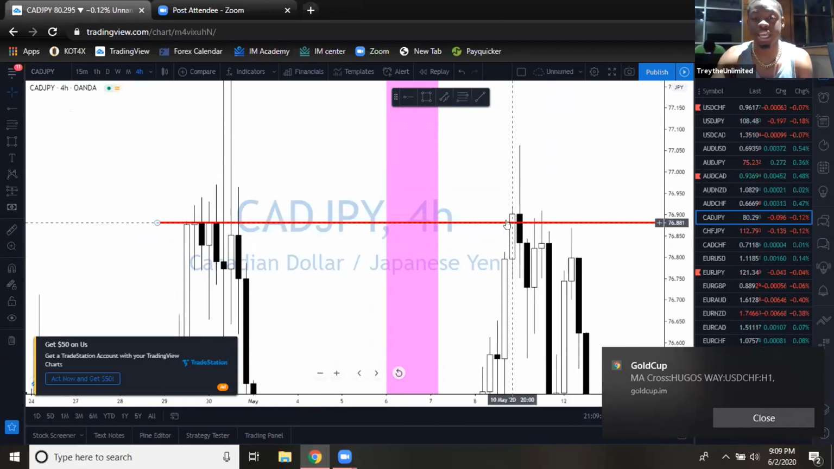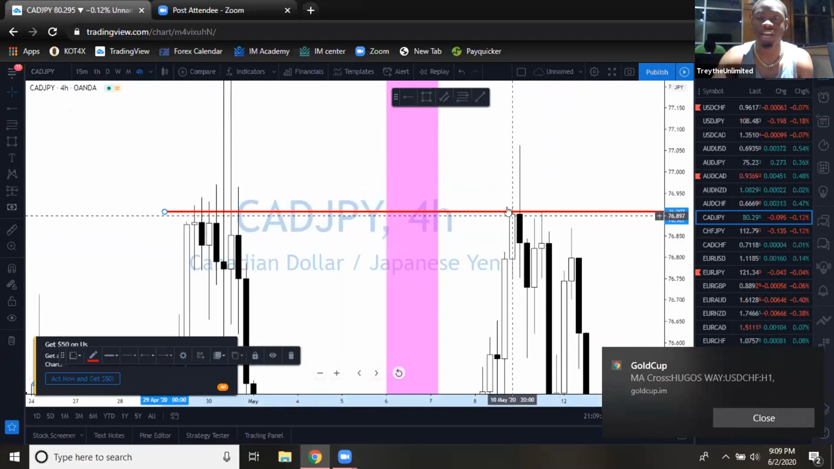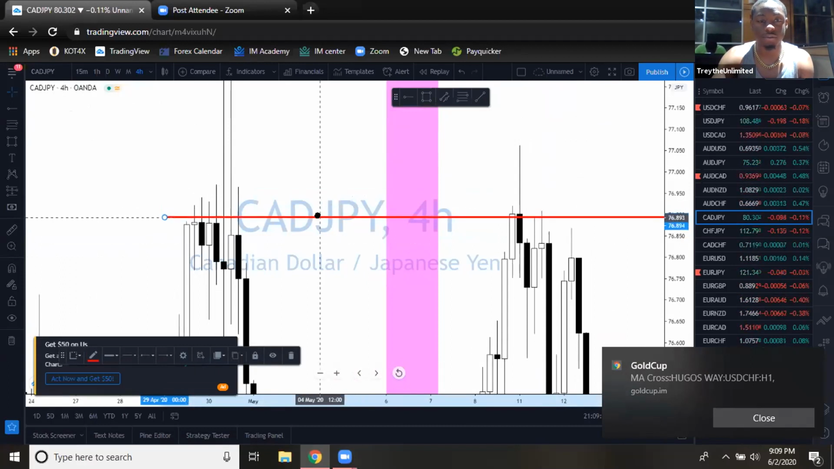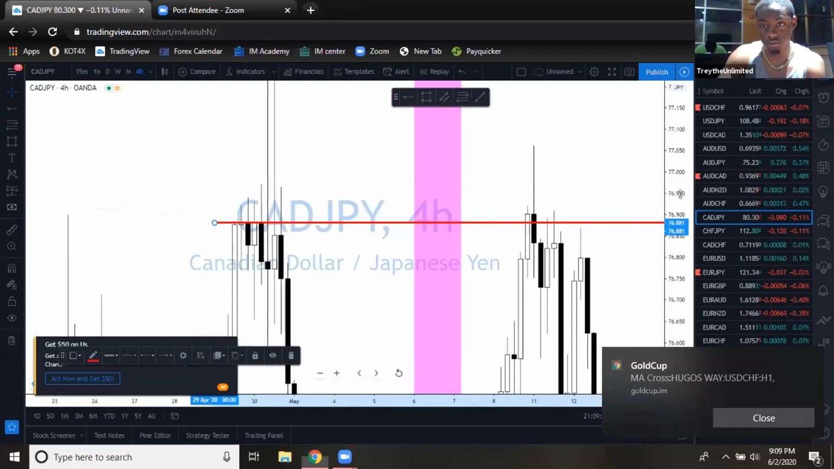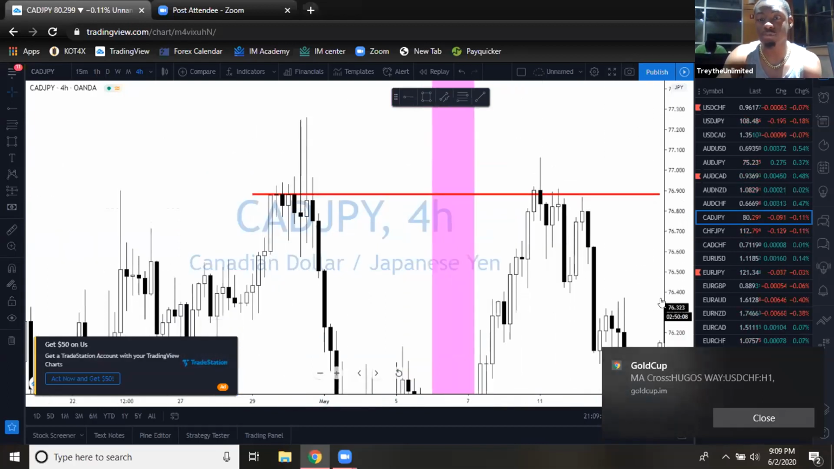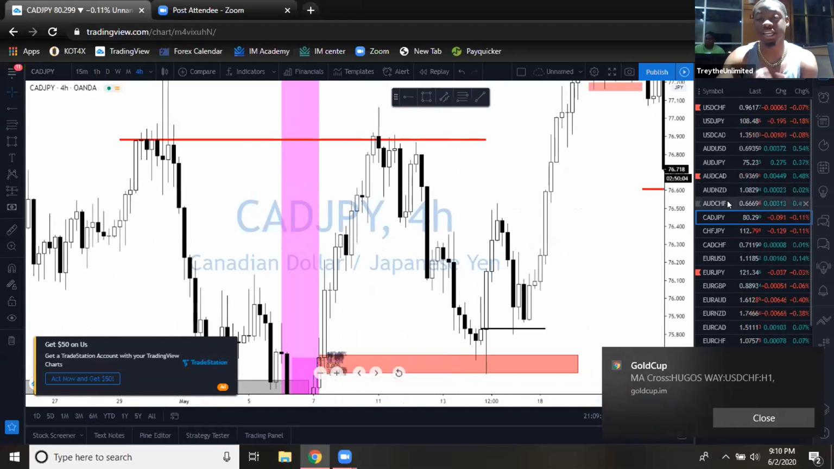So if price had come, say, if the high of this was right here, that would not be a break of structure. But since the body did this, it is counted as a break of structure. So from there, when price actually broke structure, it gave me even more confirmation to go ahead and take the trade.